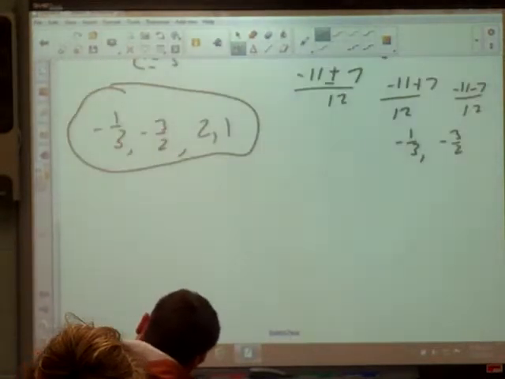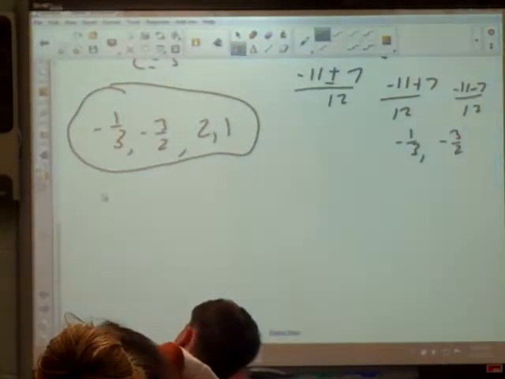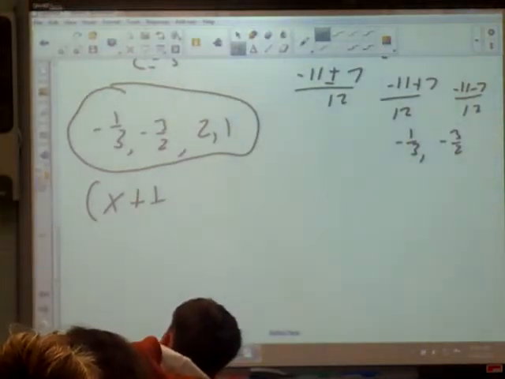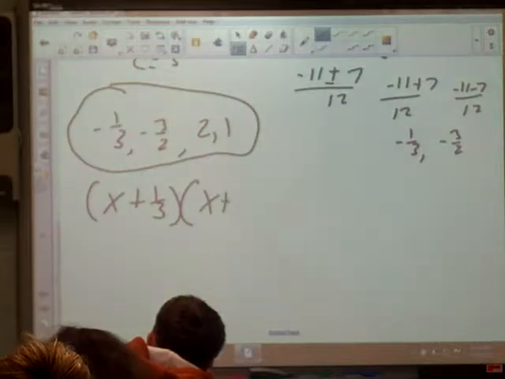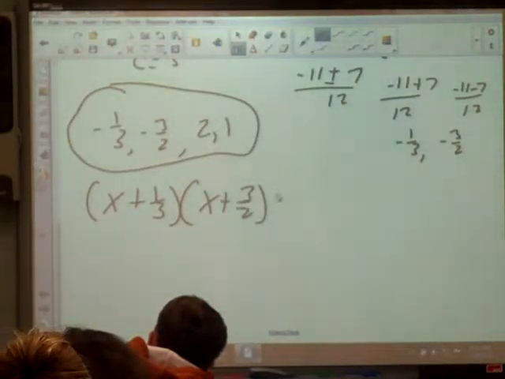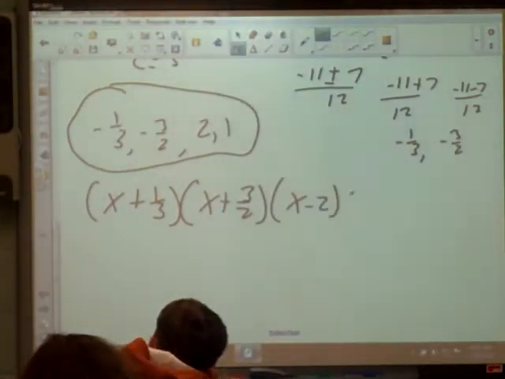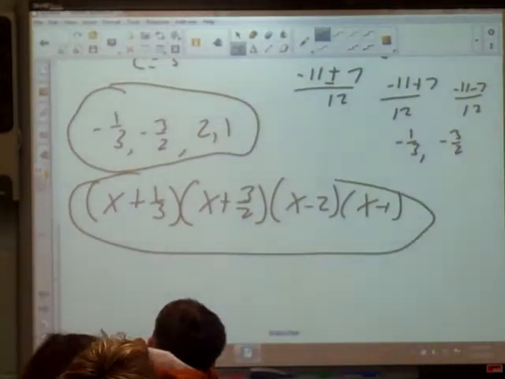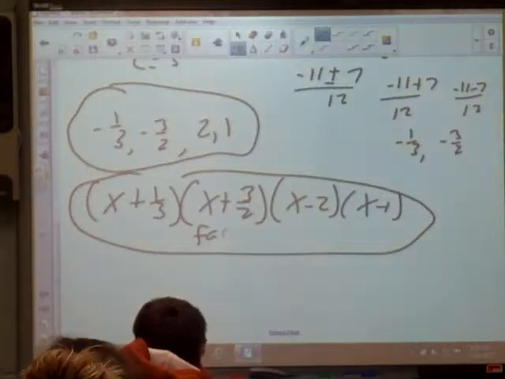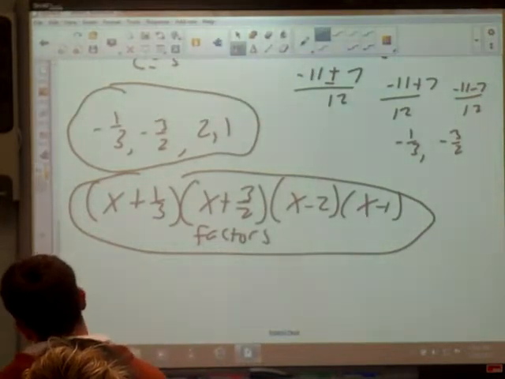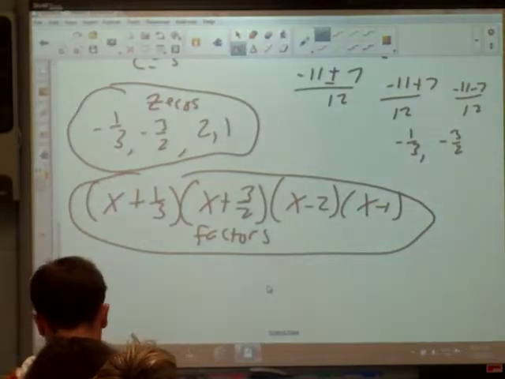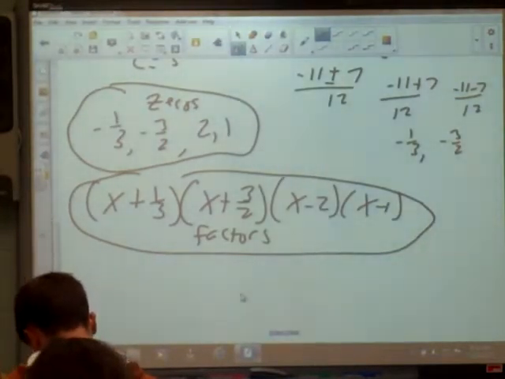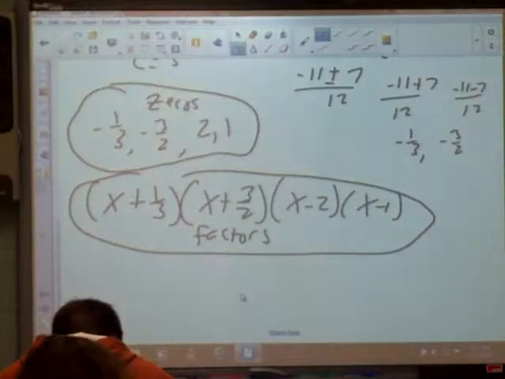If they wanted the factors, to get a negative 1/3 as a zero, it would have to come from x plus 1/3, right? To get a negative 3 halves, it would come from x plus 3 halves. To get a positive 2, it would be x minus 2. And to get a positive 1, it would be x minus 1. So these would be the factors if they asked for that. These would be the zeros if they asked for that. So just make sure you read and see what they ask you for, so you know where to go on that.